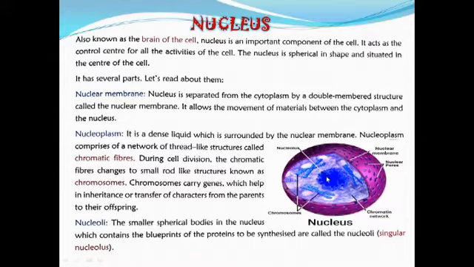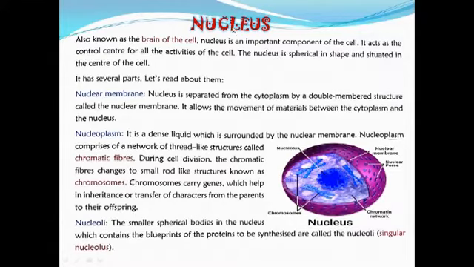If it is more than one, the plural is nucleoli. The smaller spherical bodies in the nucleus, which contain blueprints of protein to be synthesized, are called nucleoli. Singular, if it is one, we call it nucleolus.